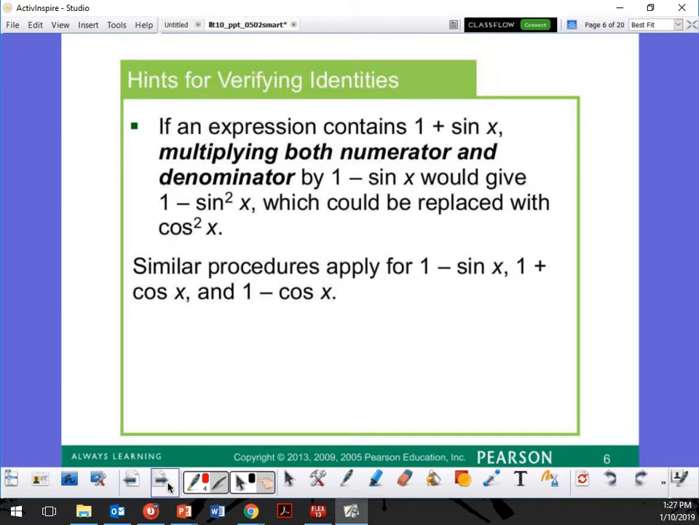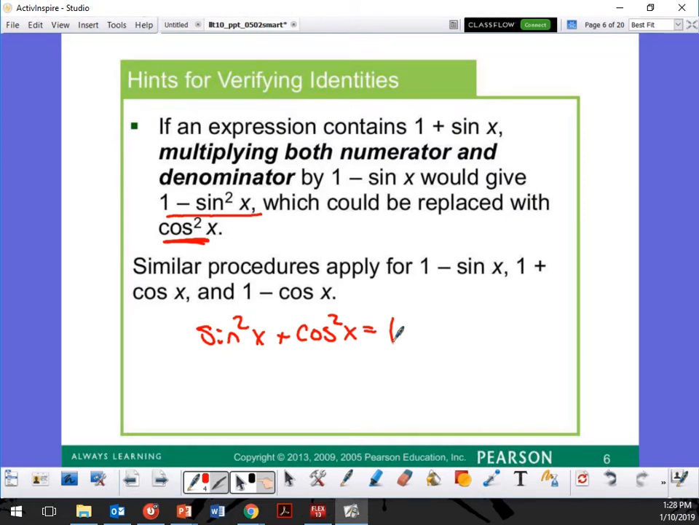So I could replace, multiplying both numerator and denominator. So 1 minus sine squared is equal to cosine squared. Is that what we were doing earlier? Yeah, that's what we did earlier. So it's like saying sine squared x plus cosine squared x equals 1.